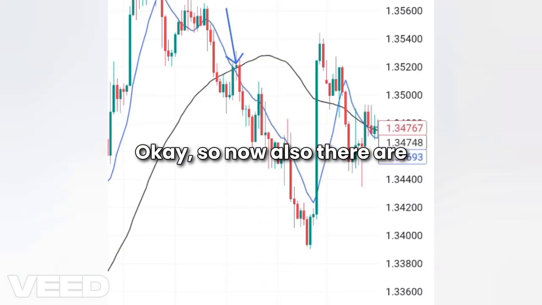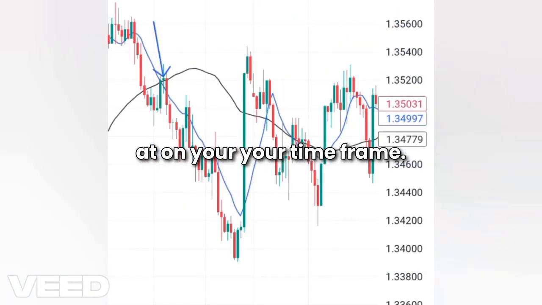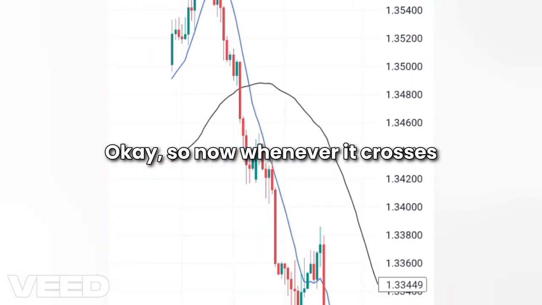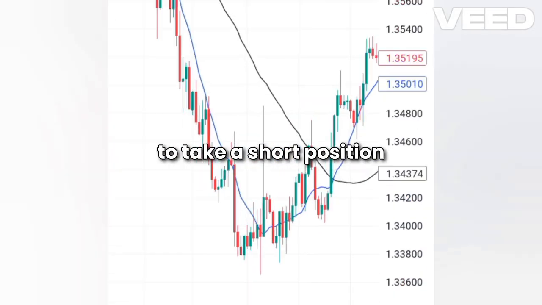Also, there are several examples that you can look at on your time frame. There is that one you can see. Whenever it crosses below, it shows you that you have to take a short position.